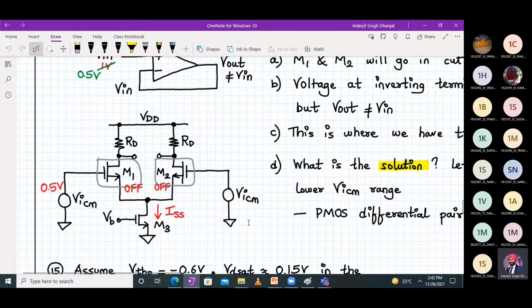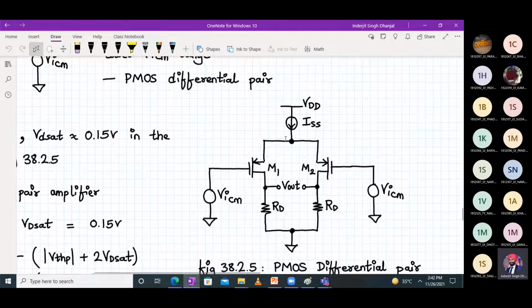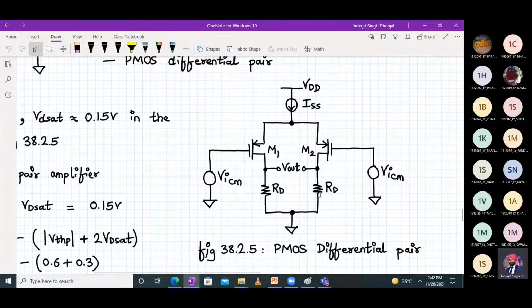It looks something like this. Your current source over here is sourcing the current from the supply to the remainder of the circuit. And here the load will come down, right? Your M1 and M2 transistors are PMOS transistors. And this is your PMOS differential pair circuit.